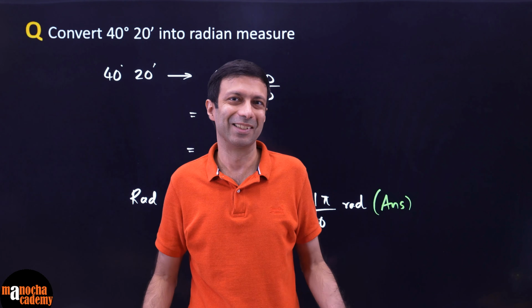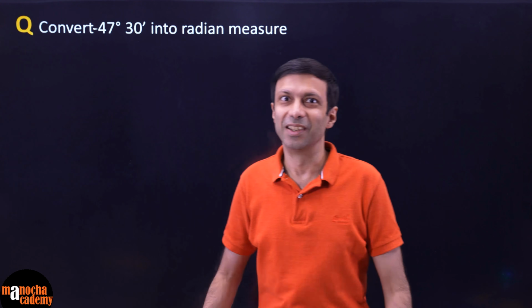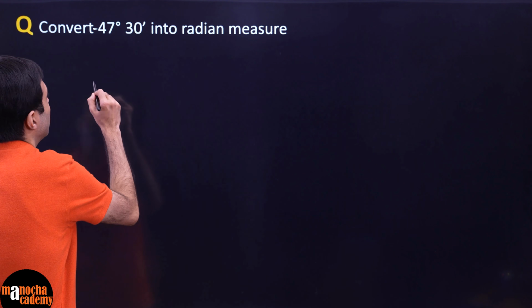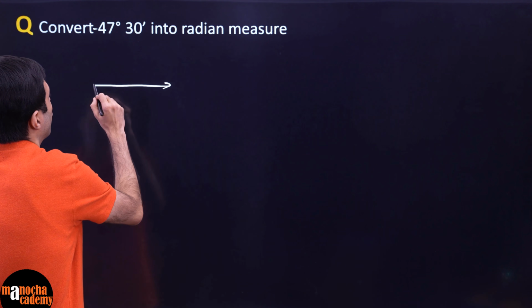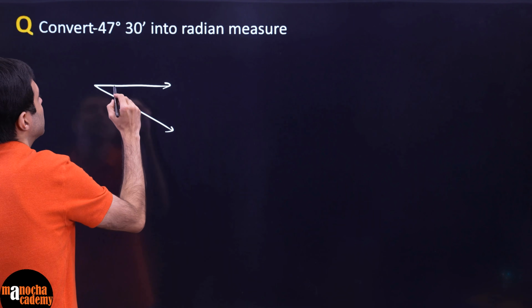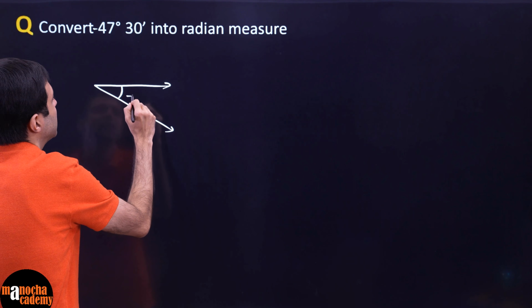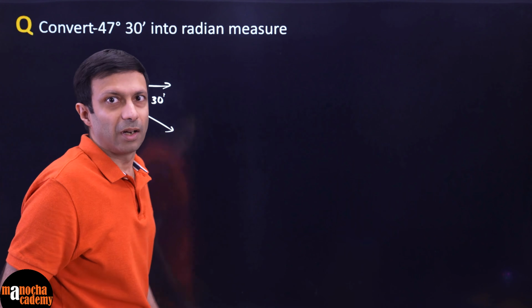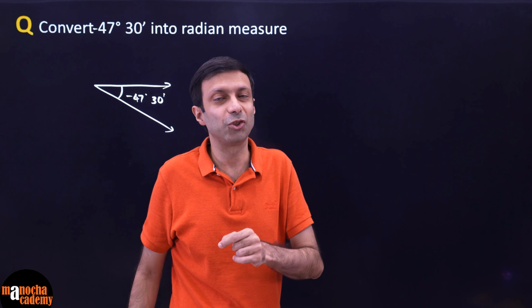So simple. Here's the next question. This one is more interesting because we have a negative sign here. Remember what is the meaning of a negative angle? That your angle is downwards, right? It is drawn downwards like this. This is your minus 47 degrees and 30 minutes. Once again, we need to convert the minutes to degrees.